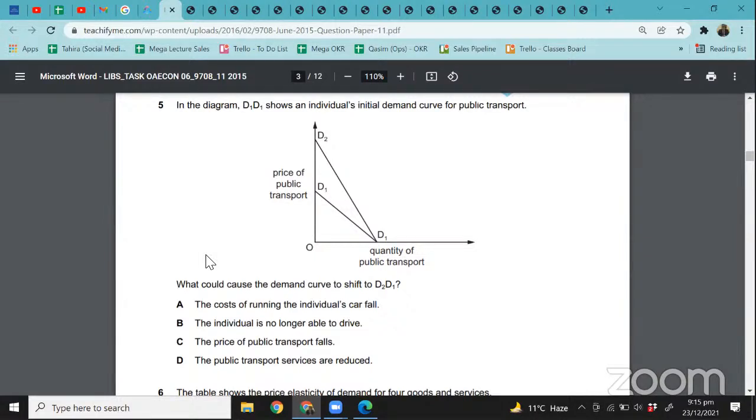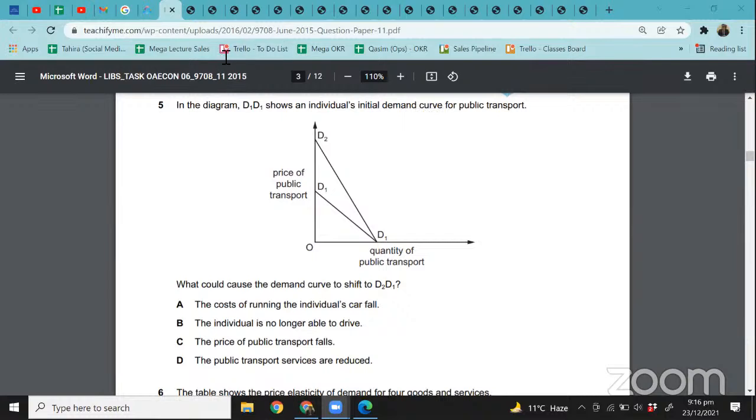Right. So, right, what would cause the demand curve to shift to D2? The cost of running the individual's car falls. Okay. The individual is no longer able to drive. The price of public transport falls. The public transport services are reduced, right? So why should it be B?